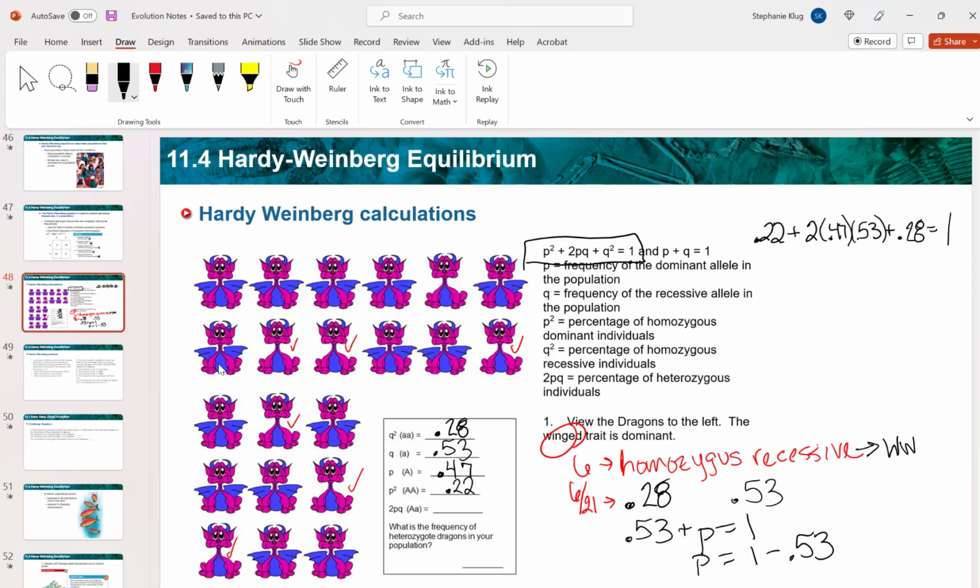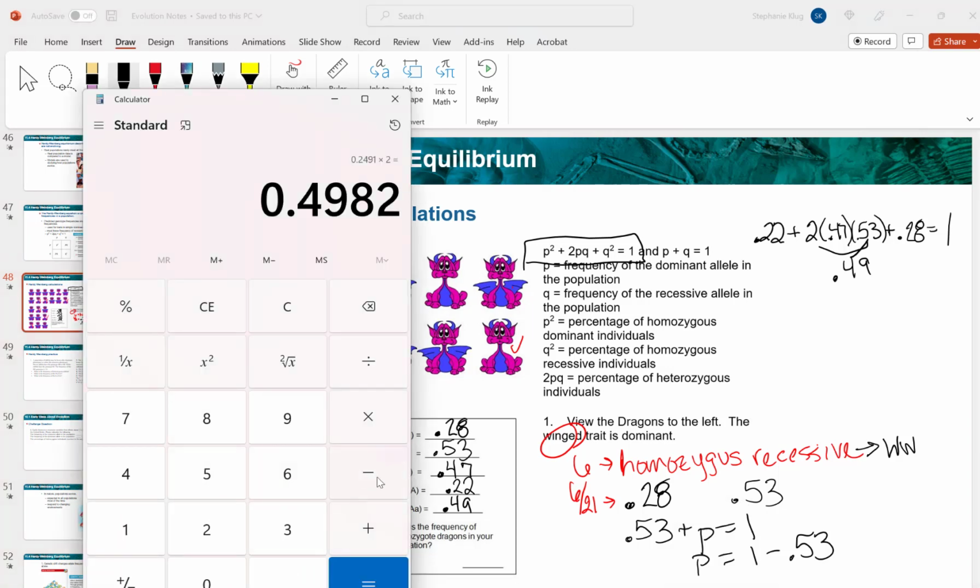All right, this should, when added up, equal 1. But first, we need to use the calculator and calculate 2PQ. So 0.49. Now, this is right here, 0.49. So let's do the math and see if we get 1: plus 0.22 plus 0.28 equals pretty much 1. If you round up, that's 1. So we got all of our frequencies exactly correct.